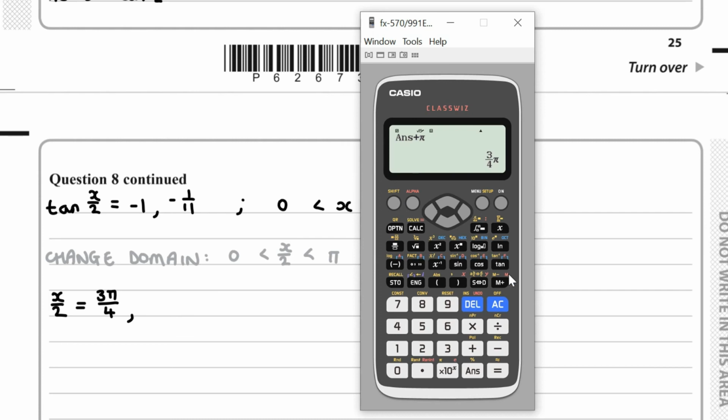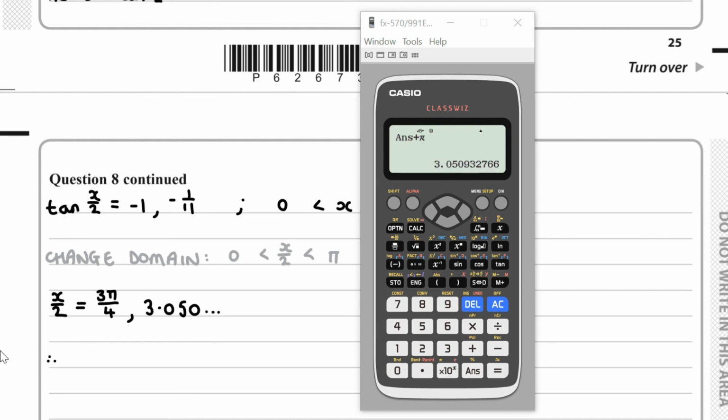And if I do the inverse tan of minus 1 over 11, we get a value of minus 0.09 etc. and then if I add pi to this, we get 3.050 etc. So we need to find out what x is.